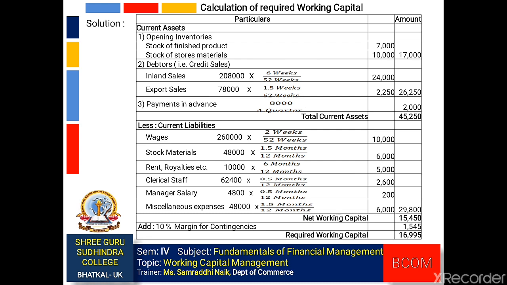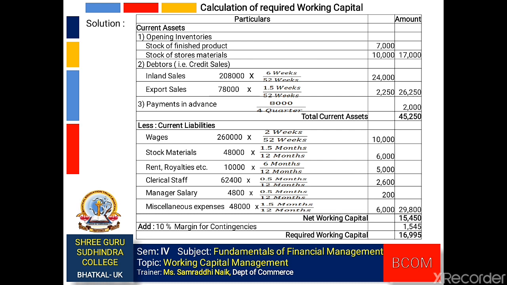The illustration shows sundry expenses paid quarterly in advance. So the amount should be 8,000 into 1 divided by 4, rupees 2,000. Because 1 year equals 4 quarters. Advance amount paid is for 1 quarter. So to convert it into 1 quarter, we consider 1 divided by 4 or 3 divided by 12 months. Here 1 quarter equals 3 months. Both are the same. There is no information related to cash balance. Then we get total current assets rupees 45,250.